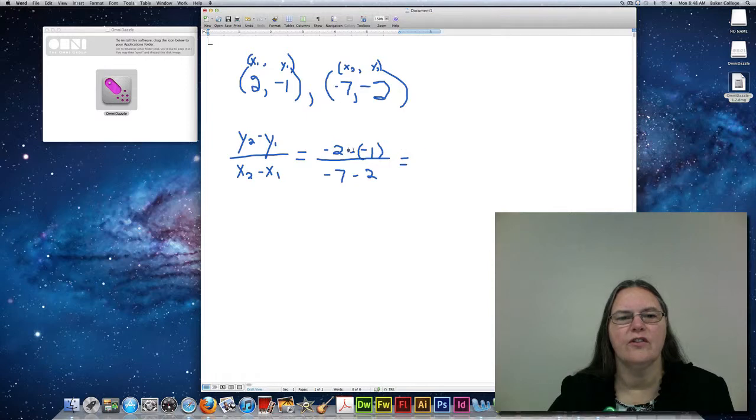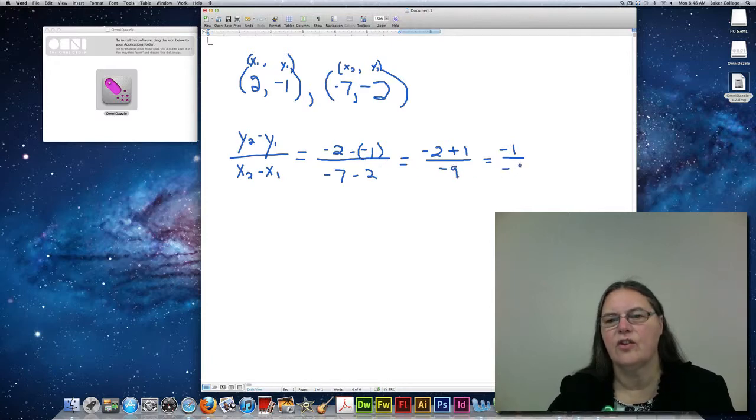Once you do, let's solve this first. You have the opposite of 2. Negative times negative is positive 1. So we know the top is going to be what? A negative 1. We're finding the slope. Then the next thing we need to look at is the opposite of 7 and the opposite of 2 is the opposite of 9. So the opposite here tells us that the slope is negative 1/9.